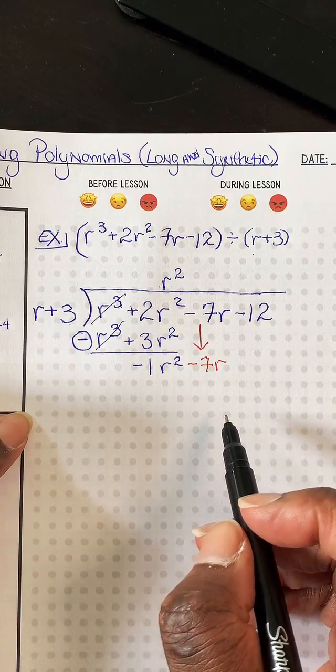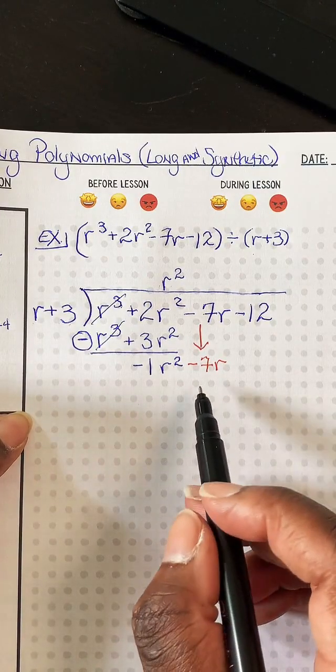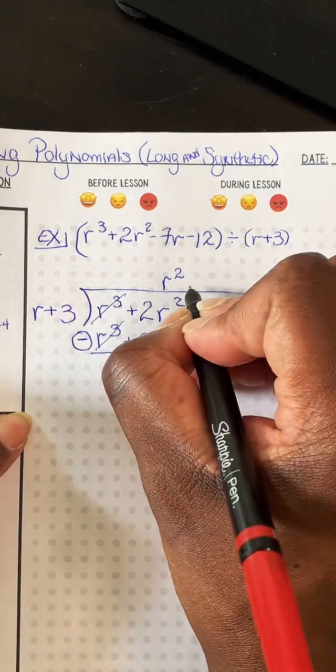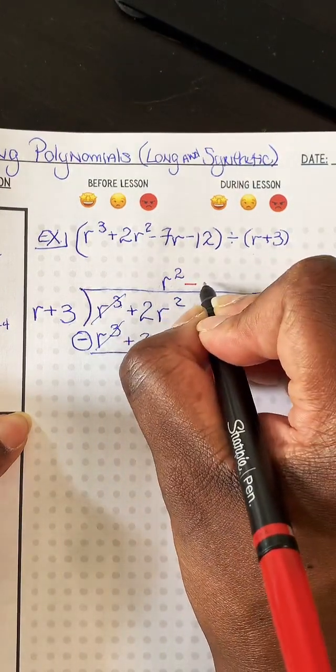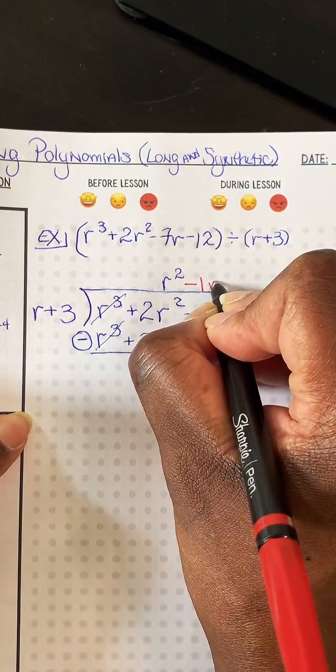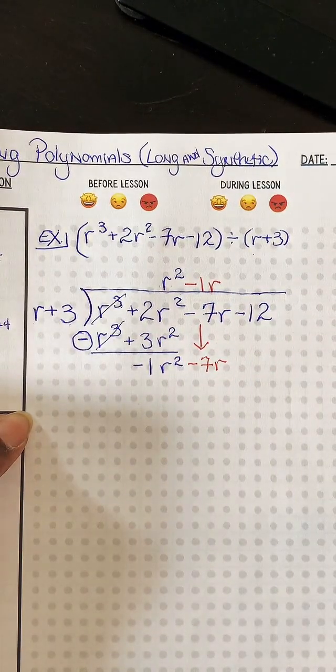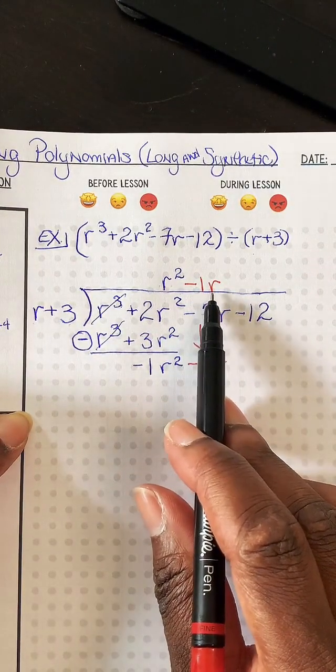So here we go. This is going to be a negative 1r. So we got a negative 1r.